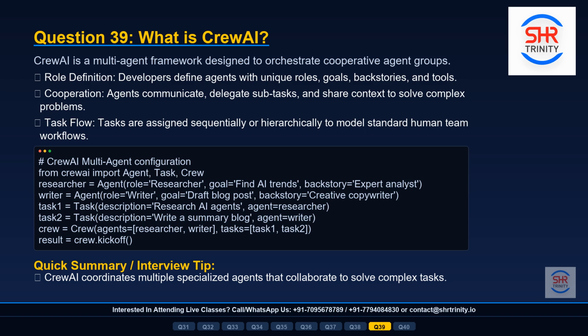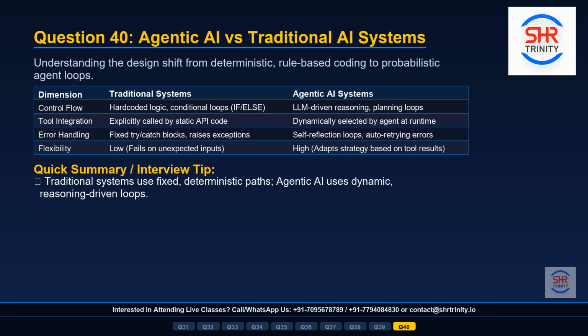Look at the code. We define a researcher agent and a writer agent, assign them sequential tasks, group them in a crew, and run the workflow using crew.kickoff. Question 40. Agentic AI versus traditional AI systems. Look at the comparison table on screen.